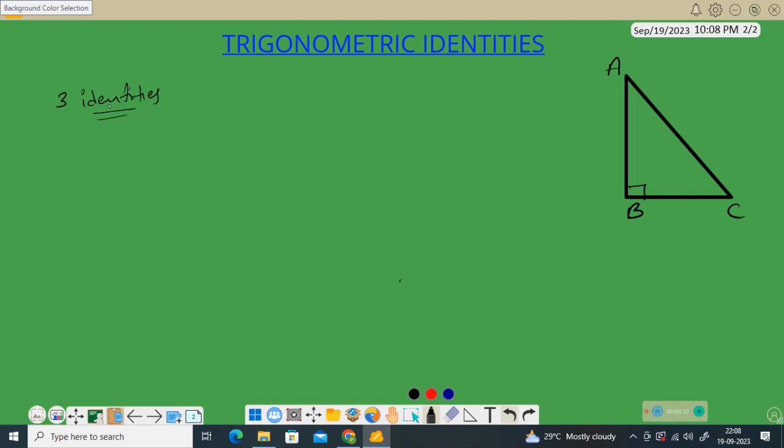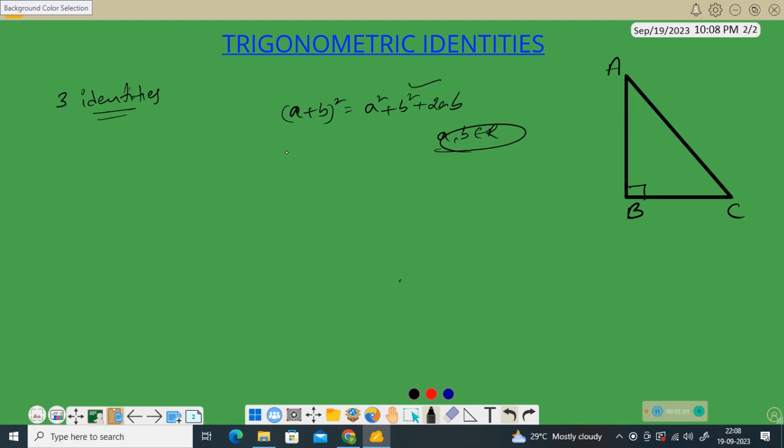What is the meaning of identity? An identity is satisfied for all the values of x, like the algebraic identities we already know, such as (a plus b) whole square is equal to a square plus b square plus 2ab. It is satisfied for all the values of a, b. That's why it is called an identity.